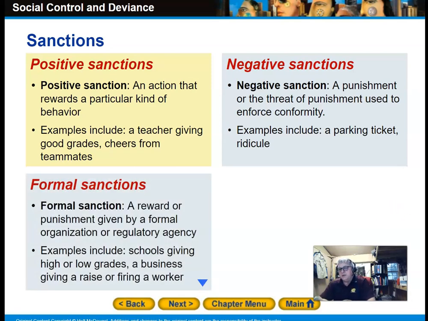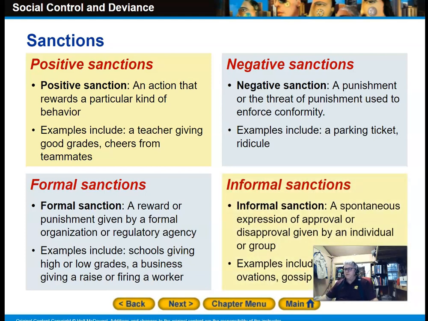Formal sanctions: a reward or punishment is given by a formal organization or regulatory agency. Examples include schools giving high or low grades, or a business giving a raise or firing a worker. Informal sanctions: an informal sanction is a spontaneous expression of approval or disapproval by an individual or a group. Examples include a standing ovation or gossip.